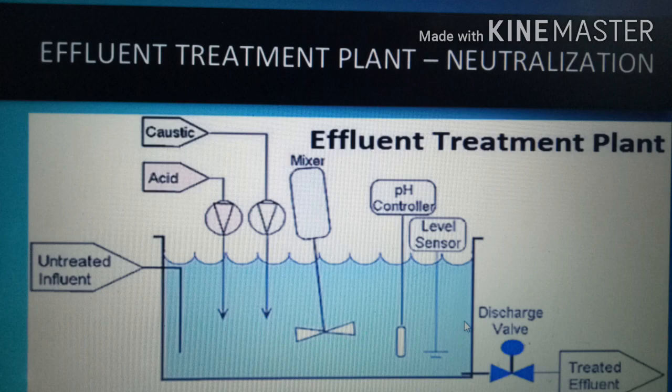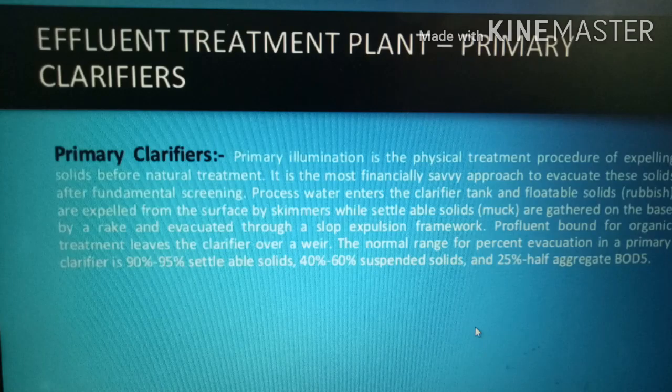So coming to the next, primary clarifiers. Primary clarification is the physical treatment process of removing solids before biological treatment. It is the most cost-effective approach to remove these solids after preliminary screening. Screened water enters the clarifier's tank and floatable solids, scum, are removed from the surface by skimmers, while settleable solids, sludge, are collected on the bottom by a rake and removed through a sludge removal system. Effluent bound for biological treatment leaves the clarifier over a weir.